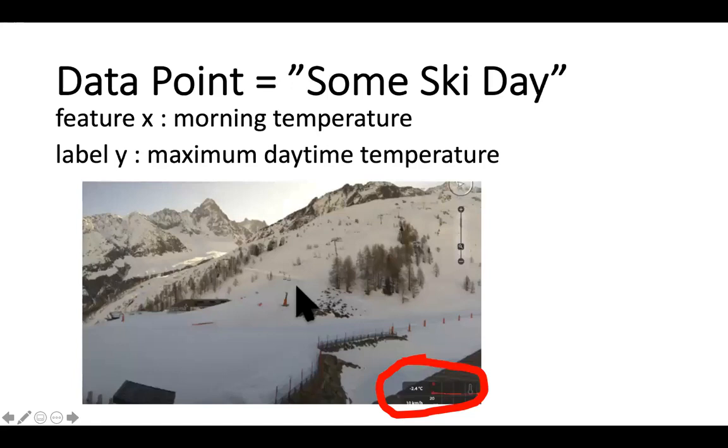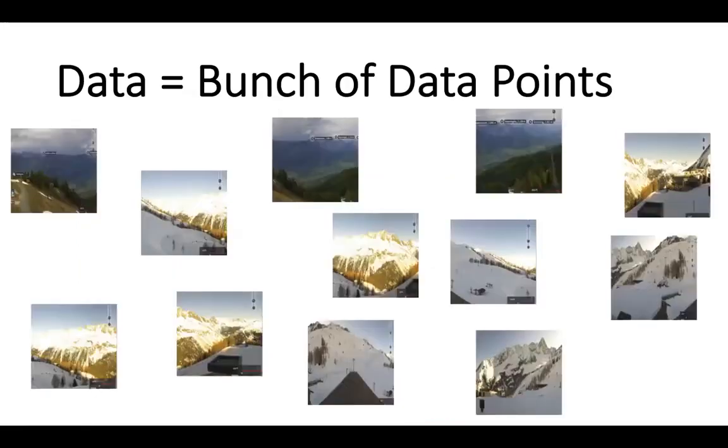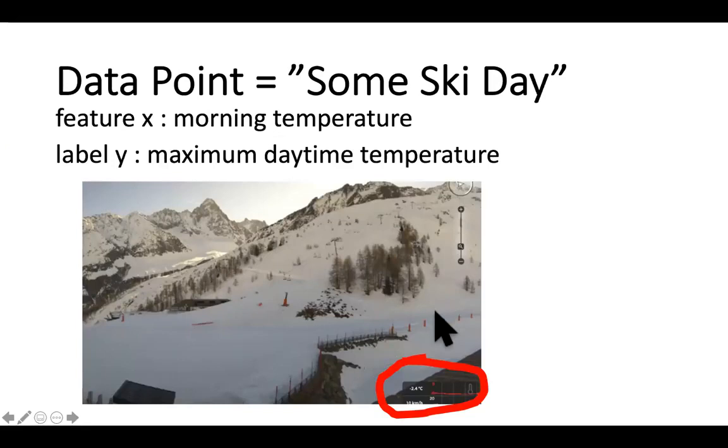For example, one of my favorite examples, very timely now because we have snow. A data point is some ski day, and the feature might be the morning temperature. We can measure this easily in the morning, but the quantity of interest is the maximum daytime temperature. Machine learning is about learning a hypothesis that reads in the feature X and produces an estimate or a good approximation of the label.